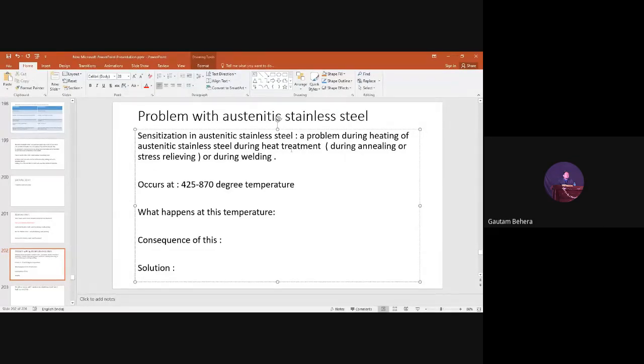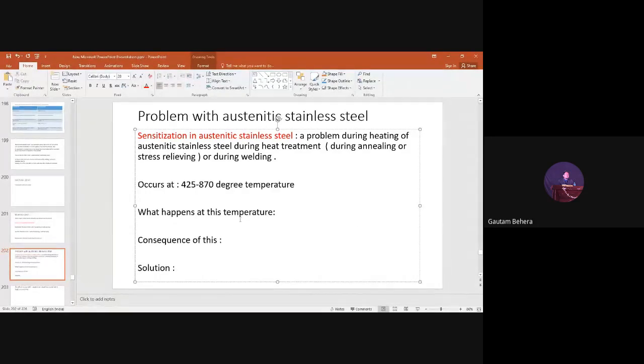So now the question is what kind of problem will arise when we are doing stress relieving or annealing heat treatment of these steels? The problem that arises is sensitization. So the term is called sensitization in stainless steels. Now we'll fully discuss this. What is sensitization? This term basically comes from sensitivity, the sensitivity of the steels to a particular temperature range.